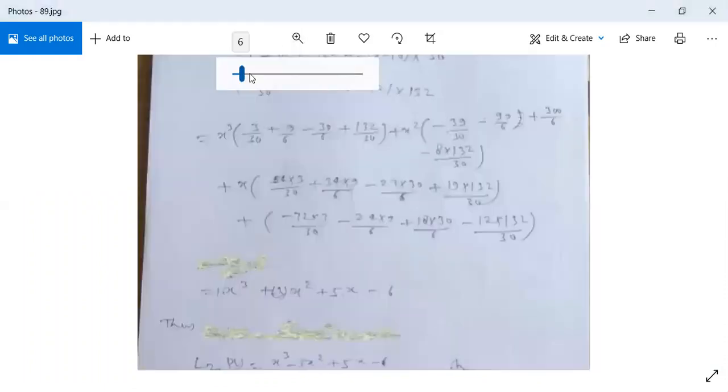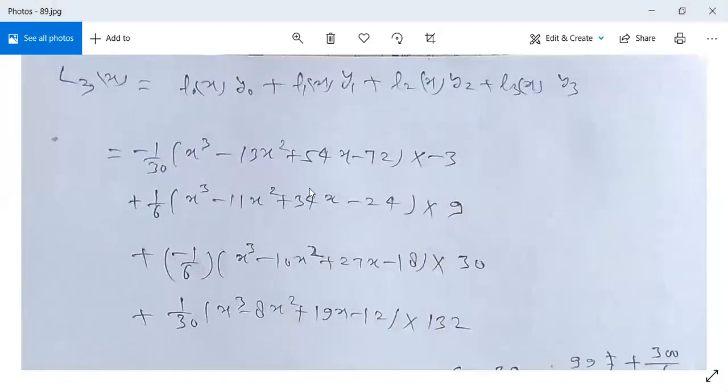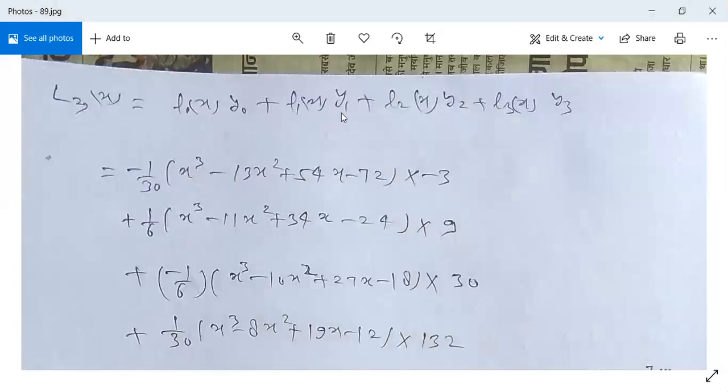Now the interpolating polynomial L3x or fx will be given by L3x equals L0x y0 plus L1x y1 plus L2x y2 plus L3x y3. L0x, L1x, L2x, L3x were all evaluated in the earlier pages, and y0, y1, y2, y3 are given in the table. So it is equal to minus 1 by 30, x cube minus 13x square plus 54x minus 72 into minus 3, which is your y0, plus 1 by 6, x cube minus 11x square plus 34x minus 24 into 9, which is y1, plus minus 1 by 6, x cube minus 10x square plus 27x minus 18 into 30, this 30 is y2, and this one is our L2x. And plus 1 by 30, x cube minus 8x square plus 19x minus 12, this is L3x, into 132, which is your y3.